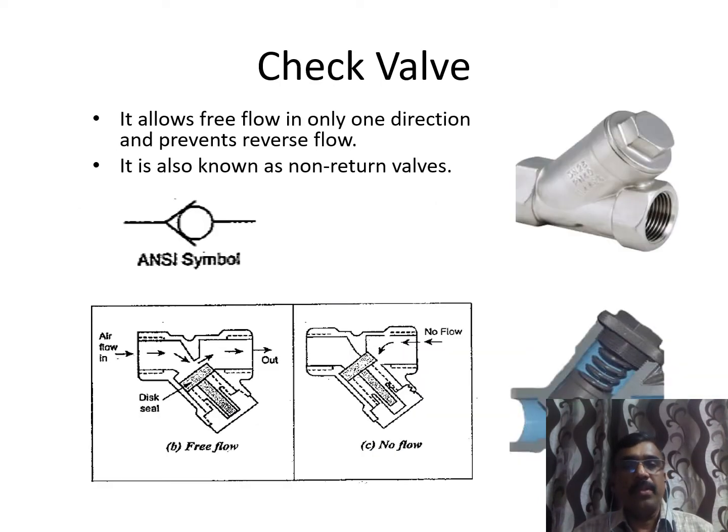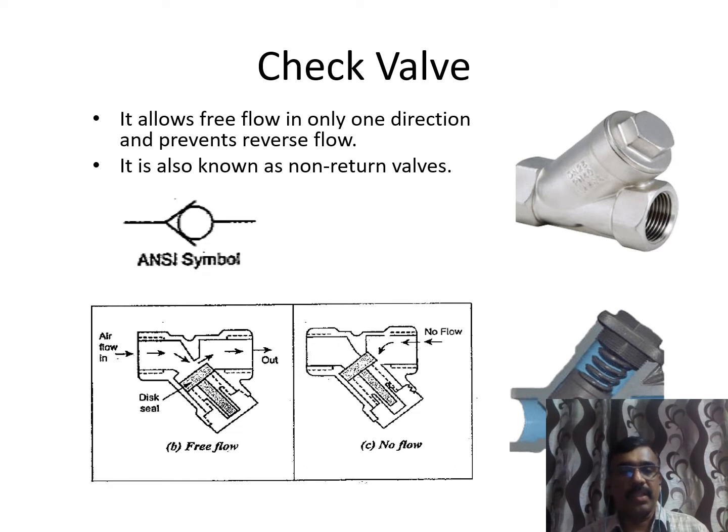Now we are going to see the check valve. Check valve is also called a non-return valve. It allows free flow in one direction, and in the reverse direction it will not allow flow, it will stop. This is the ANSI symbol of the non-return valve. Here the ball indicates that in the other direction it will close, and in one direction only it will allow the air to pass through it.